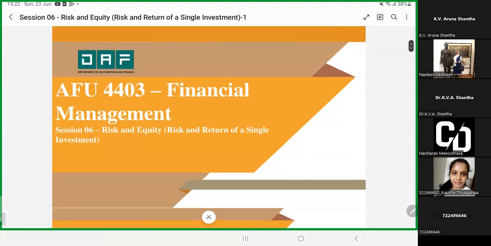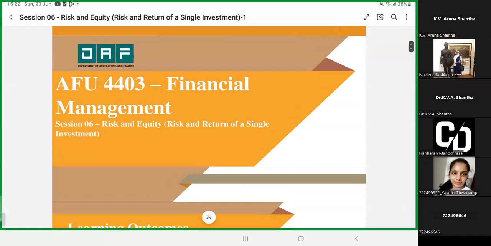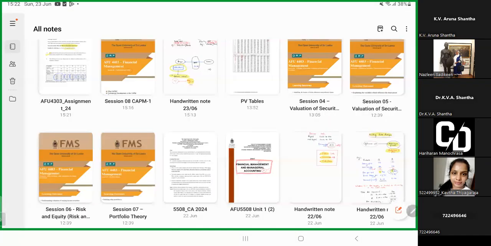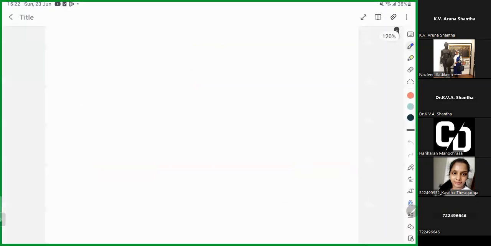Risk and return. So we have some time to discuss risk and return. Now there are two concepts, return and risk. So return is the financial benefit from your investment. Simple meaning is the financial benefit from your investment.